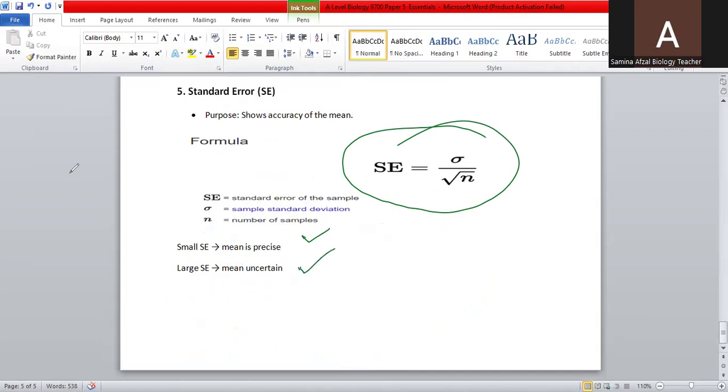In this way, any one of these tests can be part of your paper, and you have to solve the paper according to all these values. You must know all the things I have described in this video. To solve this paper, you must also practice past papers so you get familiar with the questions.